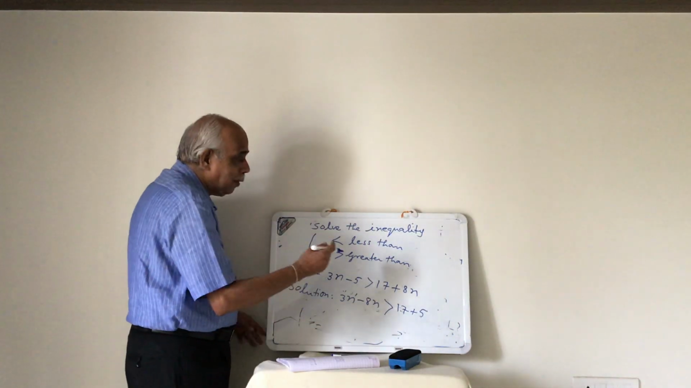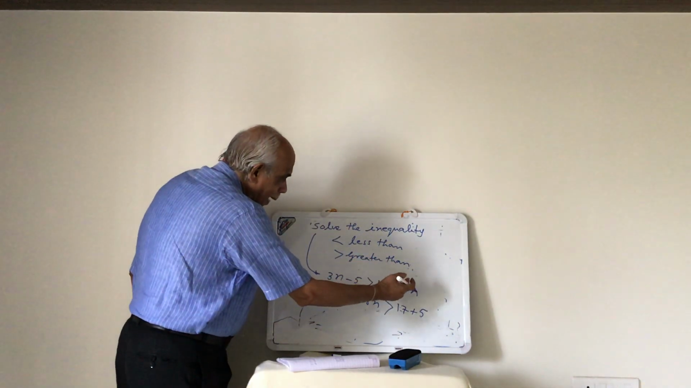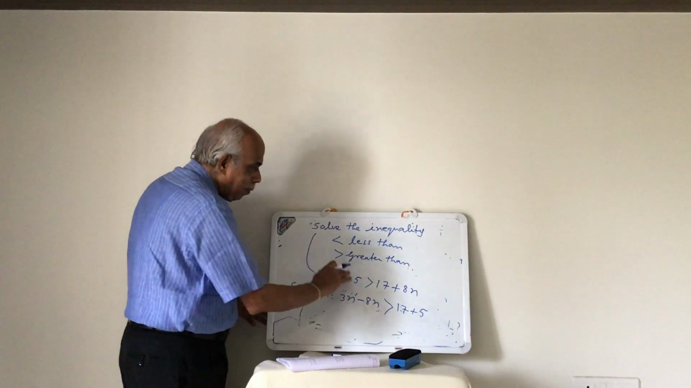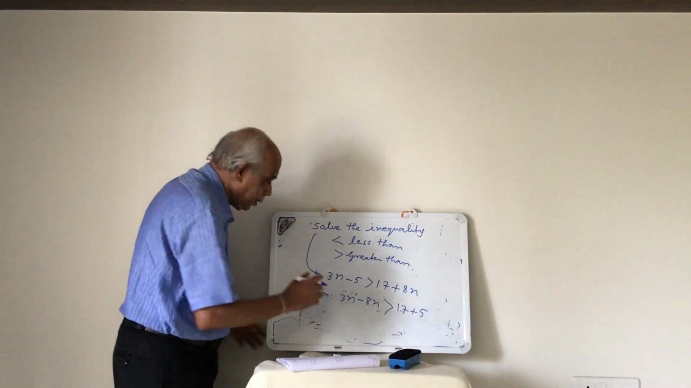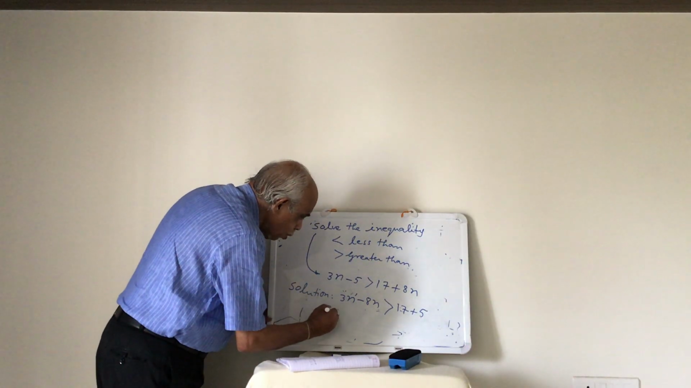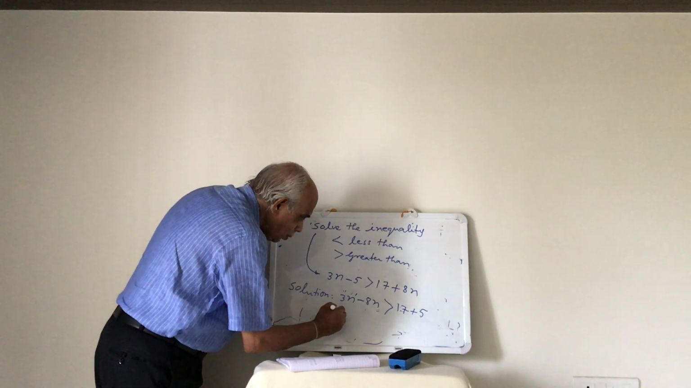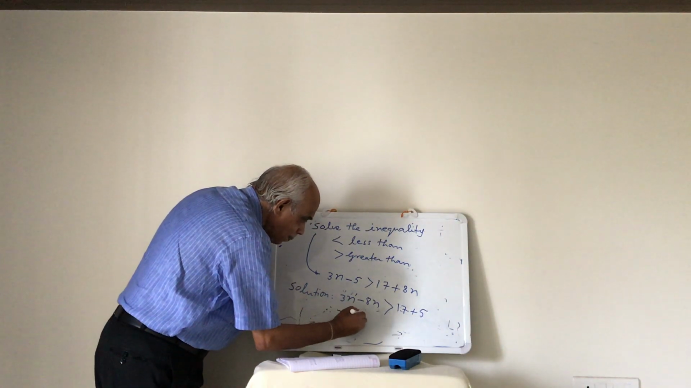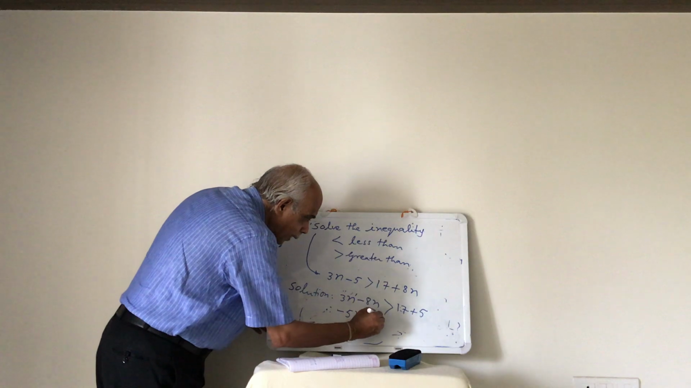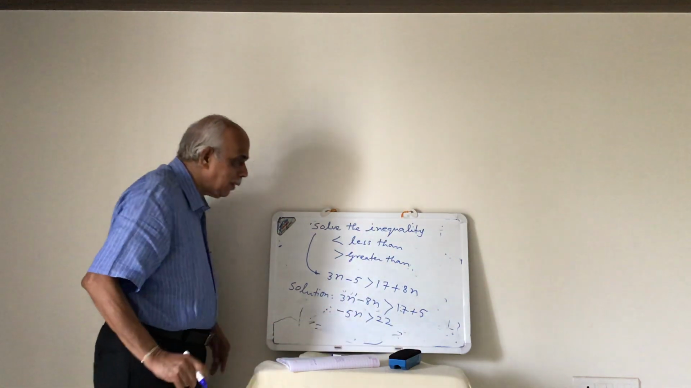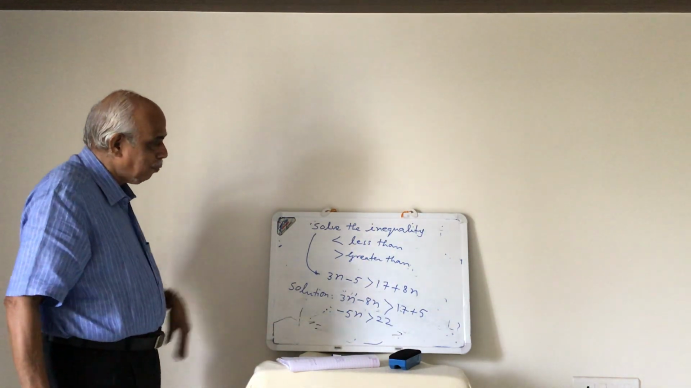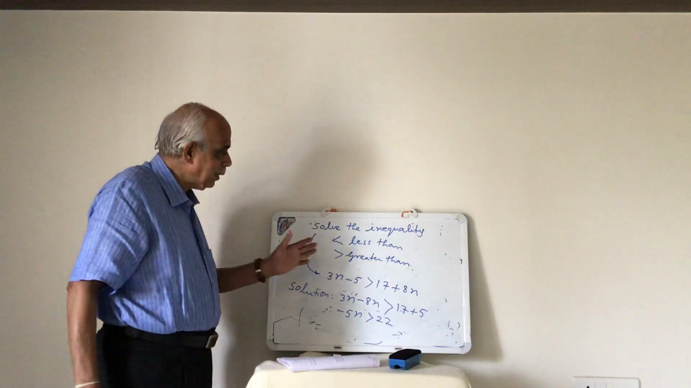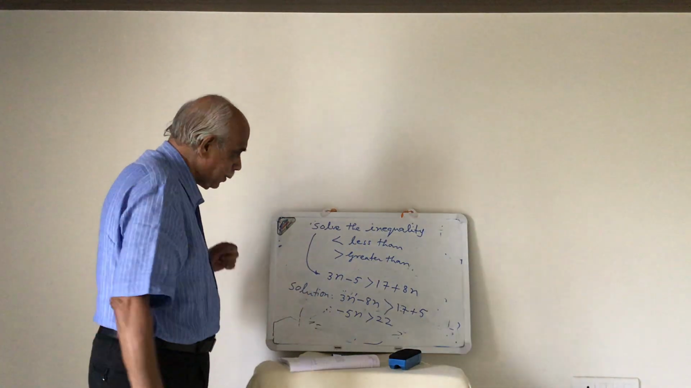So remember, if you change the terms from right hand to left hand, the sign changes. From left hand to right hand, the sign changes. So finally, 3n minus 8n will become minus 5n greater than 22. Fine. So this is your first step and the second step: you bring the variables on one side and the constants on the other side.